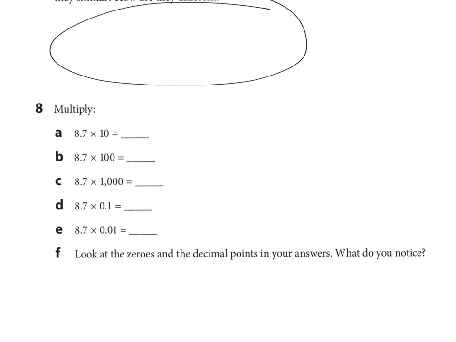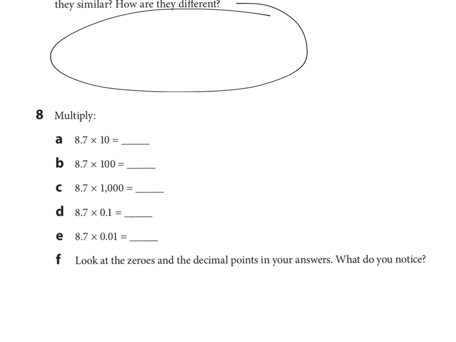Let's look at number 8. We're going to multiply 8 and 7/10 times 10. So that's going to equal 87. 8 and 7/10 times 100, 870. 8 and 7/10 times 1,000. Do you see a pattern here? 8 and 7/10 times 1/10 is going to be 87/100. 8 and 7/10 times 1/100th would be 87 thousandths.